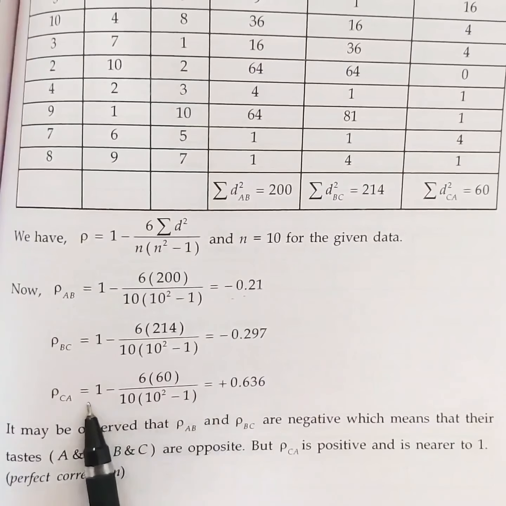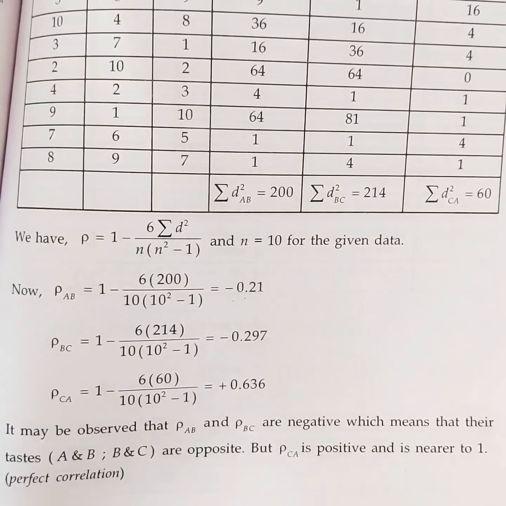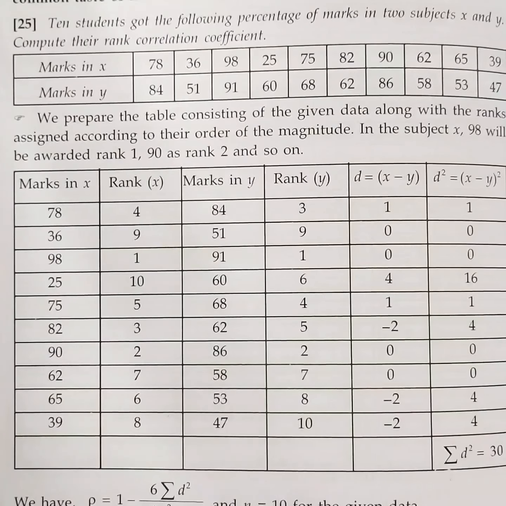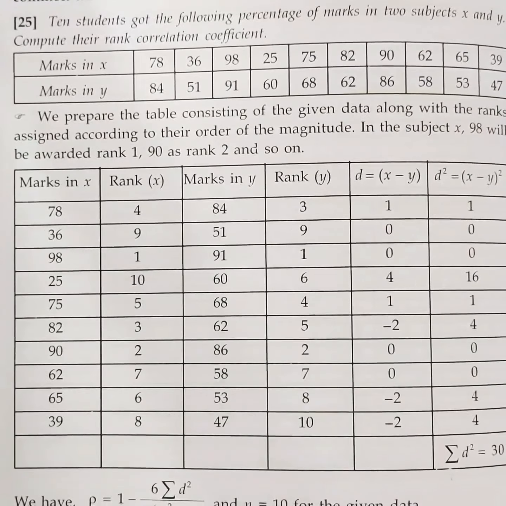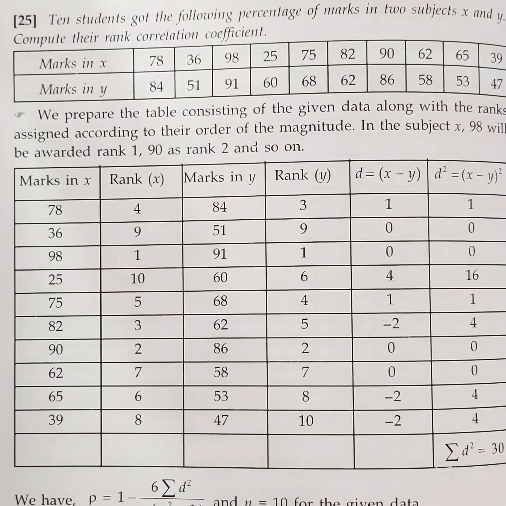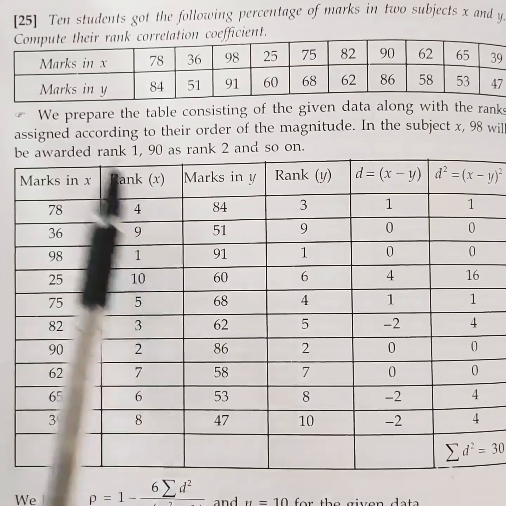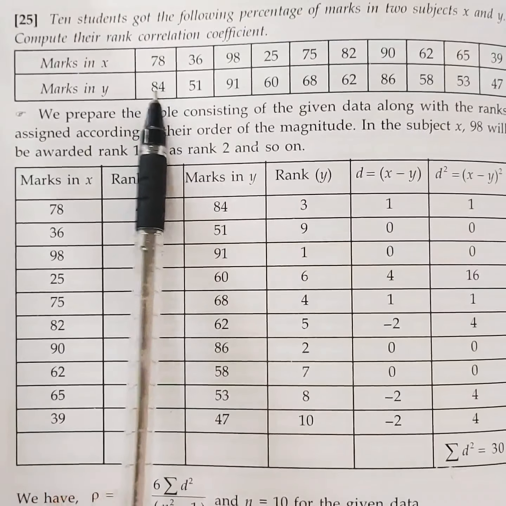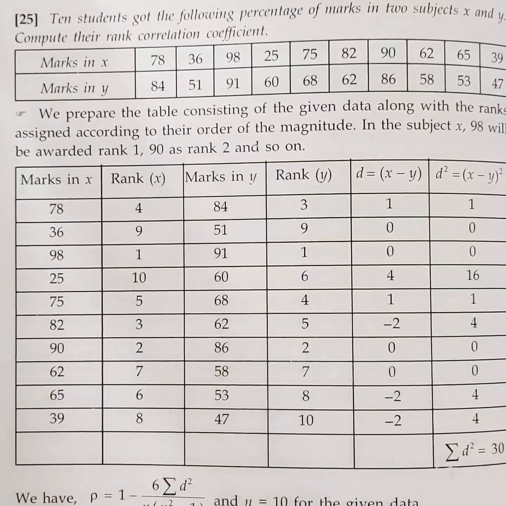So it means this judgment will be the best judgment when compared to all the other three. Now see this problem, you can try to solve this on your own once you fix the rank. 10 students got the following percentage of marks in 2 subjects X and Y. Compute their rank correlation coefficient. In the previous problem they gave the ranks directly. Here they didn't give the rank, so you have to fix the rank by yourself.